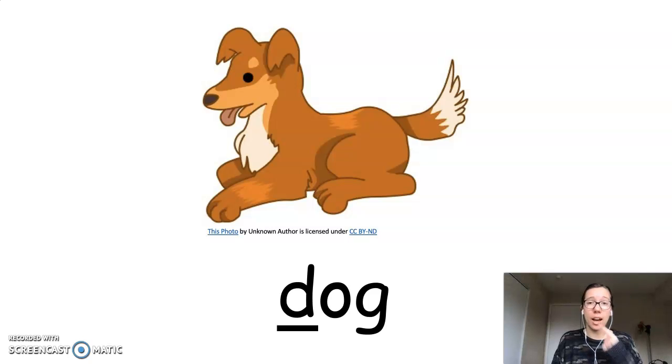When we say the sound for B, our lips are closed. When we say the sound for D, our tongue touches the back of our teeth. So when you're saying the word out loud, think about what position your mouth is in, and that will help you figure out which letter it is.